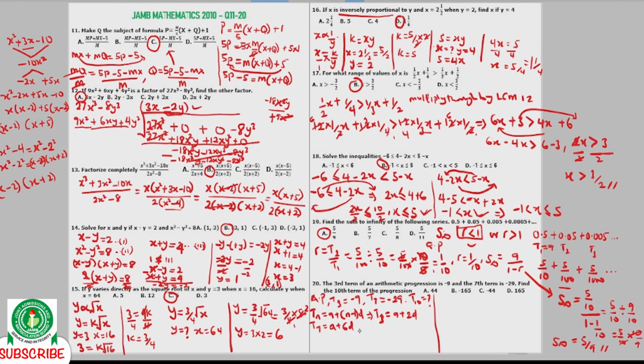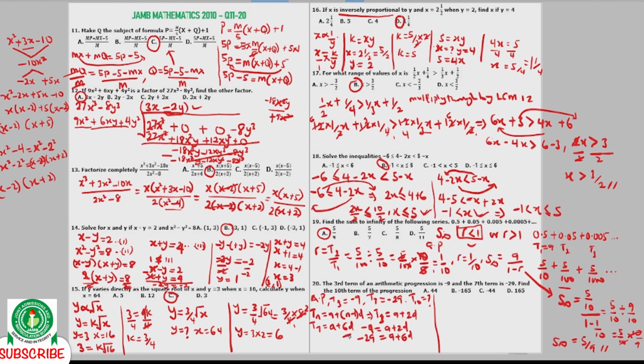So now, substituting the values, for the third term we said it is minus 9, equal to A plus 2D. That's for the third term. And for the seventh term, it is minus 29, following this expression, equal to A plus 6D. Now, this is a simultaneous equation and ought to be solved simultaneously.